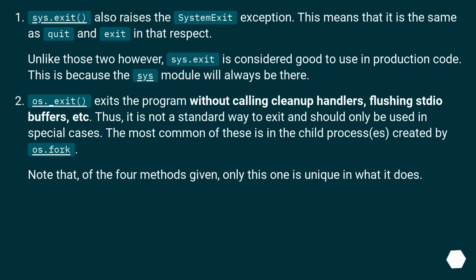sys.exit also raises the SystemExit exception. This means that it is the same as quit and exit in that respect. Unlike those two, however, sys.exit is considered good to use in production code. This is because the sys module will always be there. os._exit exits the program without calling cleanup handlers, flushing stdio buffers, etc. Thus, it is not a standard way to exit, and should only be used in special cases. The most common of these is in the child processes created by os.fork. Note that, of the 4 methods given, only this one is unique in what it does.